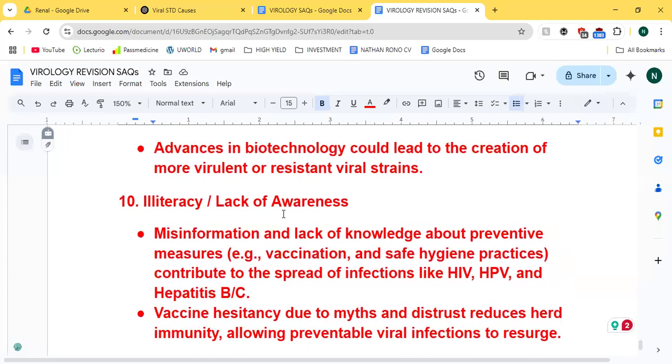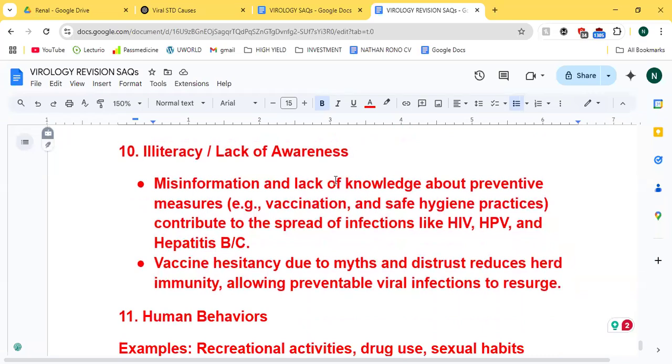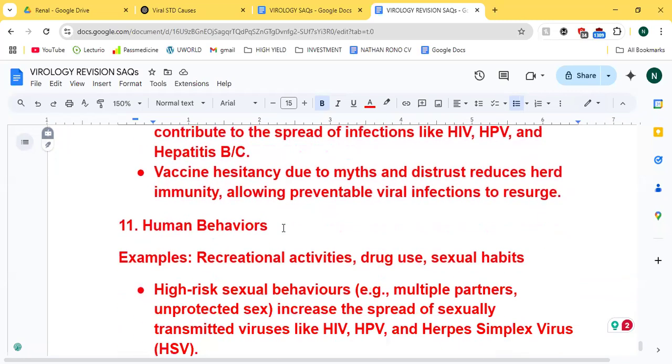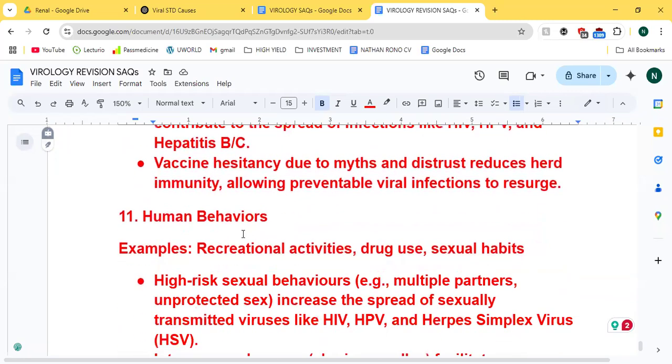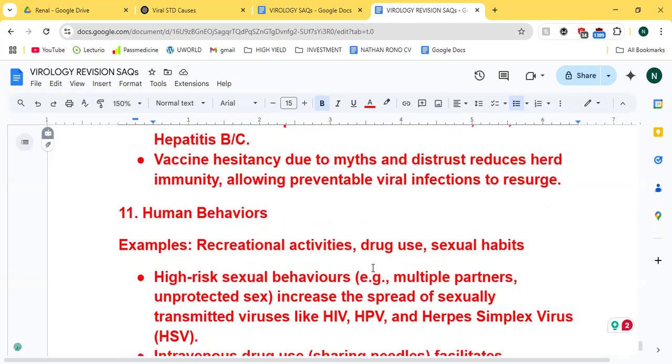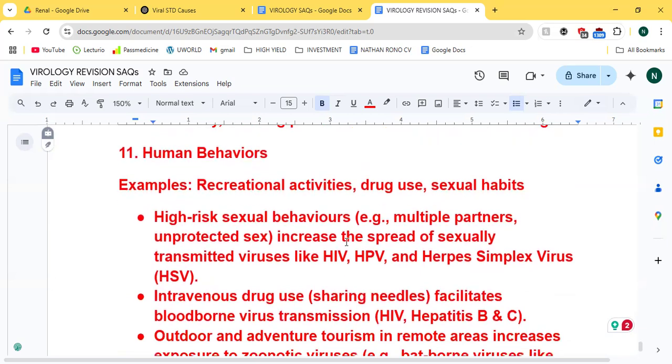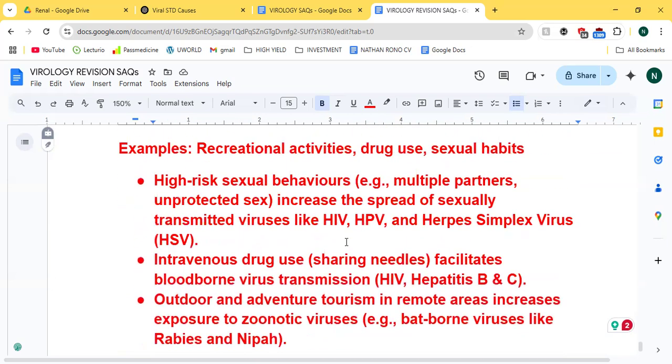Illiteracy, lack of awareness. Illiteracy is one of the roots of almost all issues in this world. If there's misinformation or lack of knowledge about a certain disease, people who are anti-vaxxers will say, no, I don't want to get a vaccine. Then if they get sick, what happens? And we have these myths and misconceptions. Human behavior, for example, recreational activities like drug use and sexual habits: you spread these viruses and potentially bacteria and all those microorganisms.